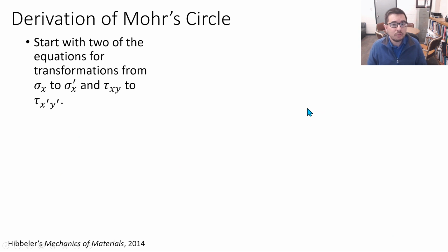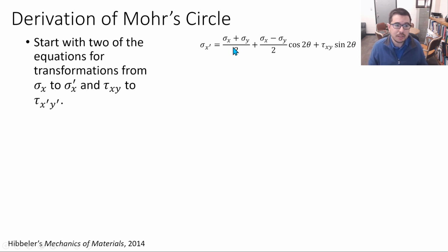So we first start with 2 of the equations for transformations, from sigma x to sigma x prime, and tau xy to tau x prime y prime. Okay, so here's one of them. This is the one going from sigma x, sigma y, tau xy, to sigma x prime. And from these sigma x, sigma y, tau xy, to tau x prime y prime. Okay, so there's 2 equations.